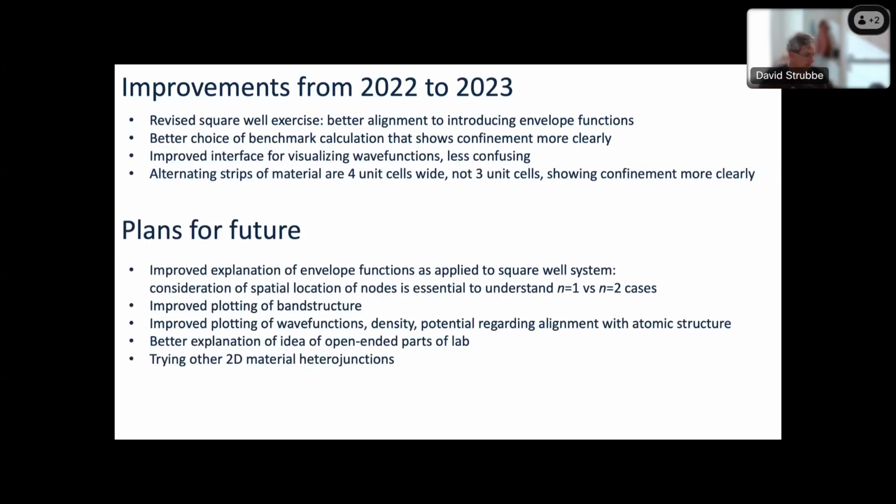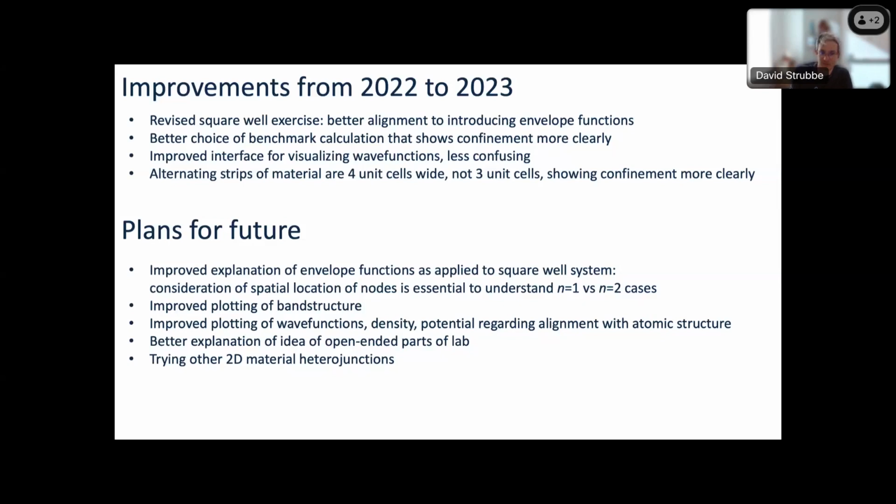Okay, so setting up this kind of activity is complicated, of course, and there are all kinds of technical issues to work through, as well as the pedagogy. Some of the things that I improved from 2022 to 2023, based on student feedback during the exercises, among other things, is that I revised how the square well exercise worked. I actually chose a different benchmark calculation, which more clearly showed the confinement aspect, which helped students understand what we were really looking for.